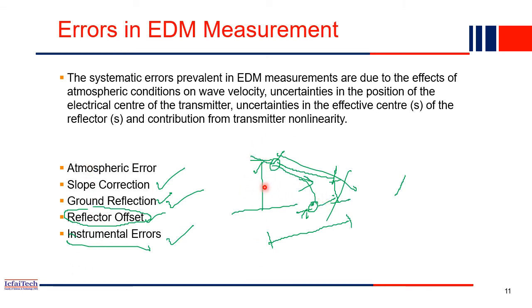So what we do is take multiple measurements and ultimately take the average, and also try to make corrections because of error. We have some standard formulas for that: atmospheric error correction, slope correction, ground deflection, all these things. If you have any water body in the middle, then you may have this ground deflection phenomenon. In that case, accordingly you have to correct the measurements.